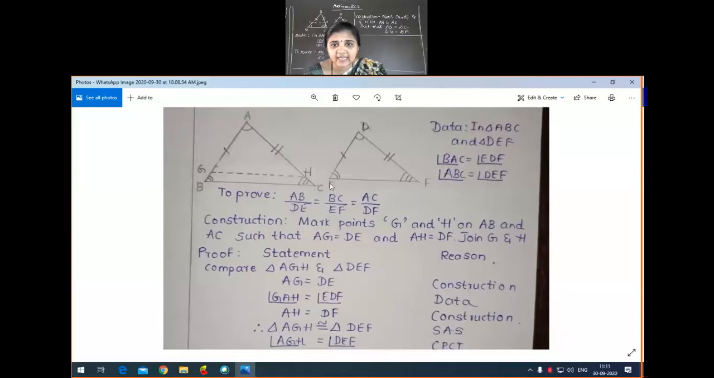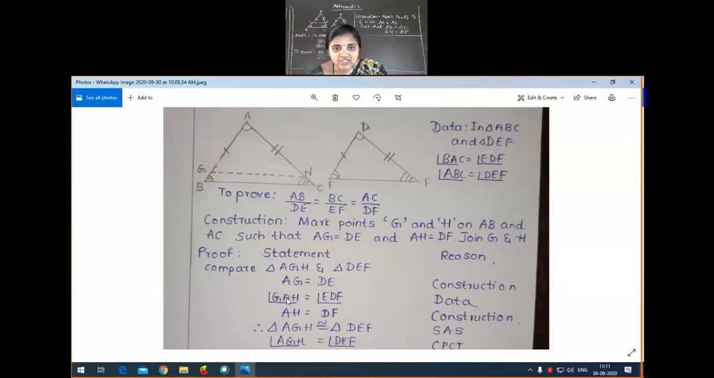EDF. You have not written GAH in the data, but you have written BAC. Whether you say BAC or GAH, the angle covered is the same. That means angle A is equal to angle D. But you are not small students, you are in 10th standard, so complete angle naming is very important. GAH is equal to EDF, second data.